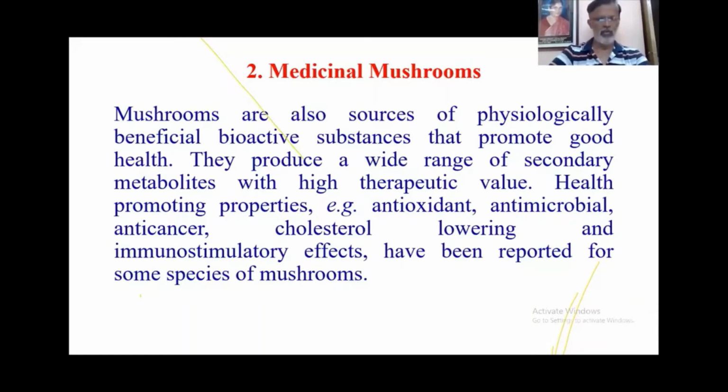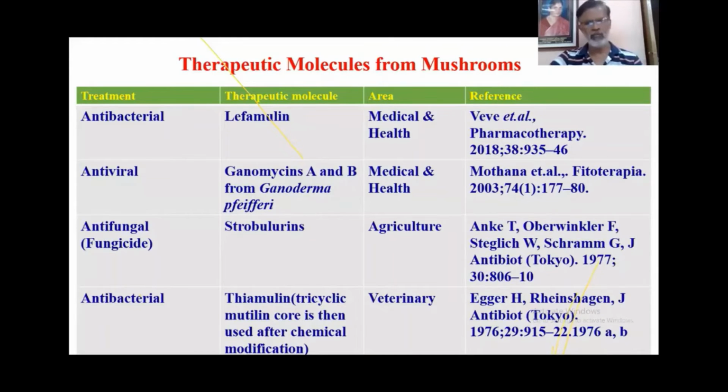I will give you some of those examples. Mushrooms have antibacterial activity. This has been worked out. Lefamulin is the therapeutic molecule that is antibacterial. Antiviral: ganomycins A and B from Ganoderma pfeifferi. This was also worked out in 2013. Then we have an antifungal compound called strobilurin from this particular mushroom, and this is used as an antifungal agent, or fungicide.